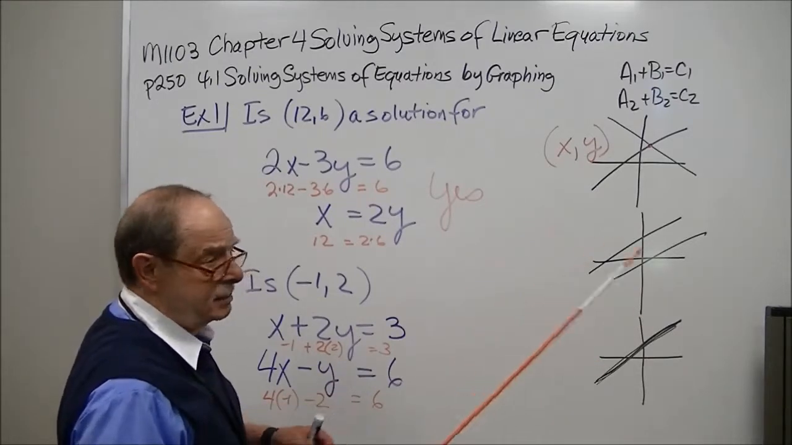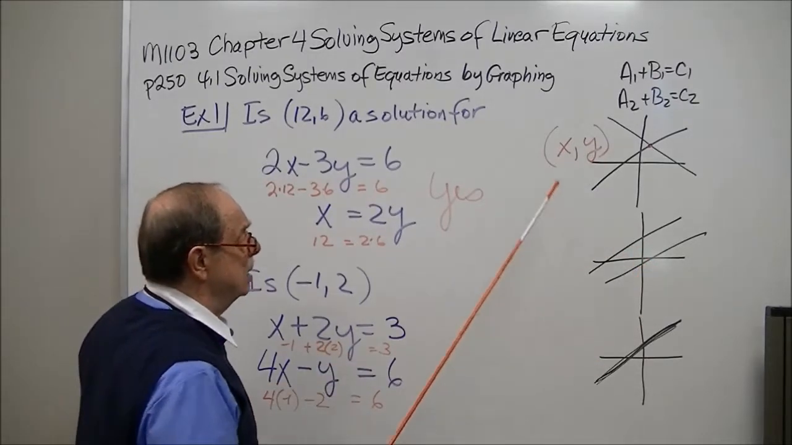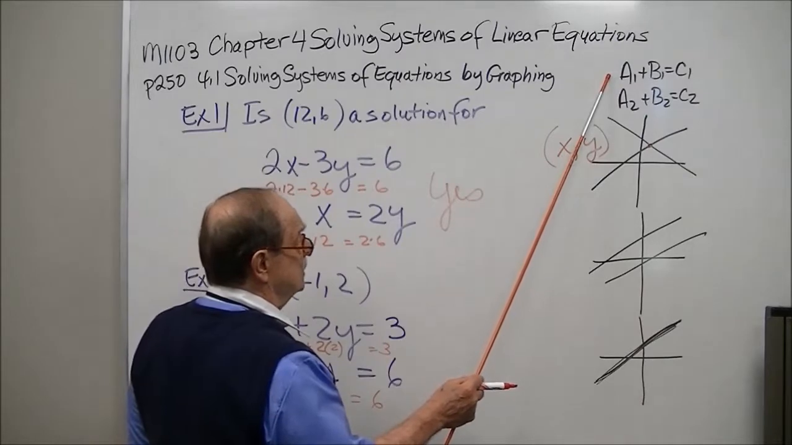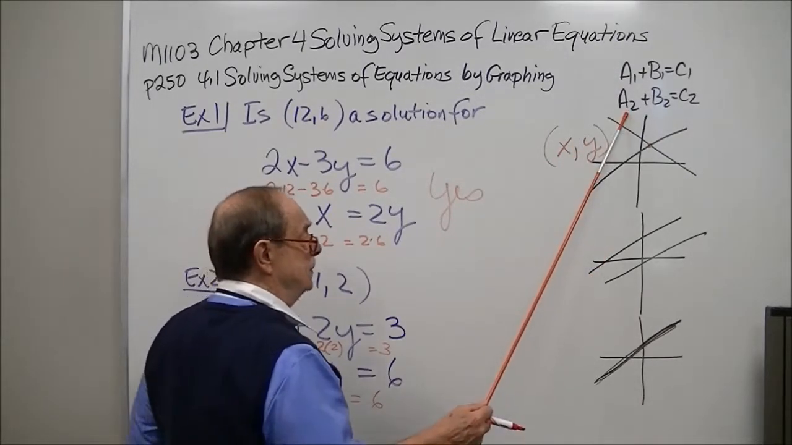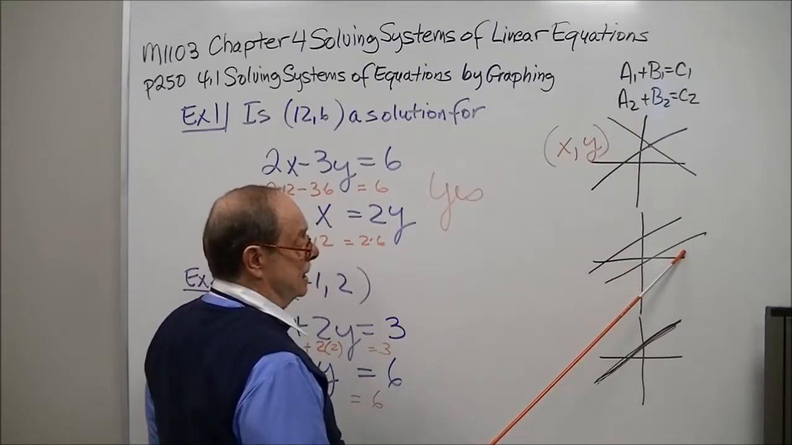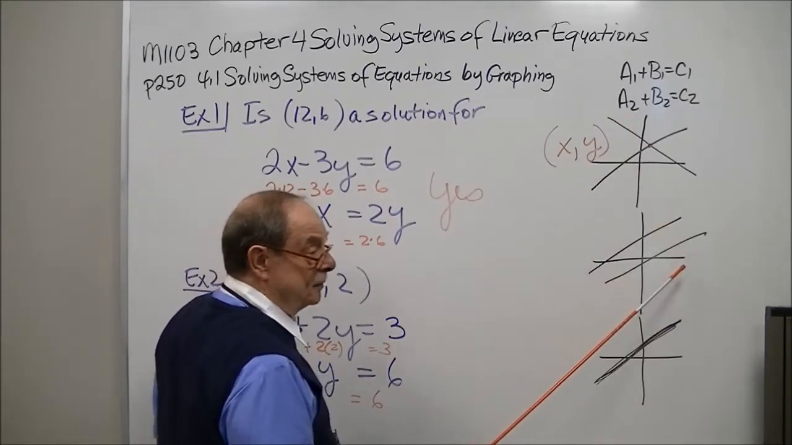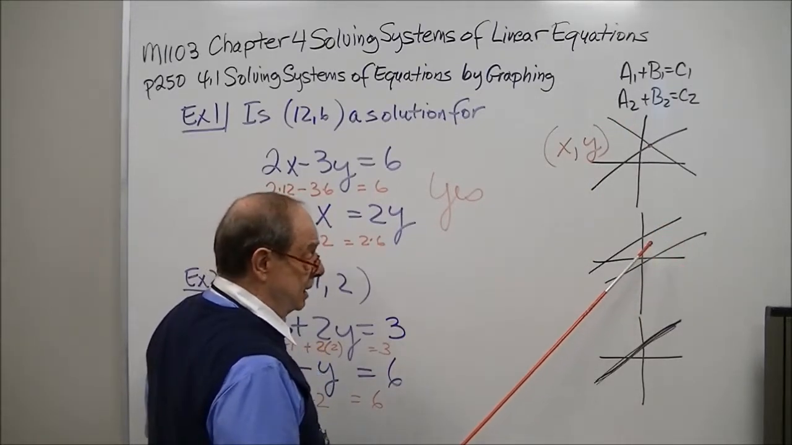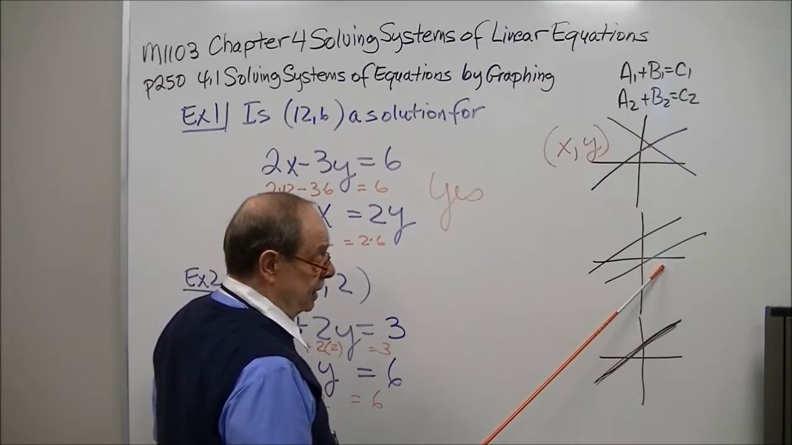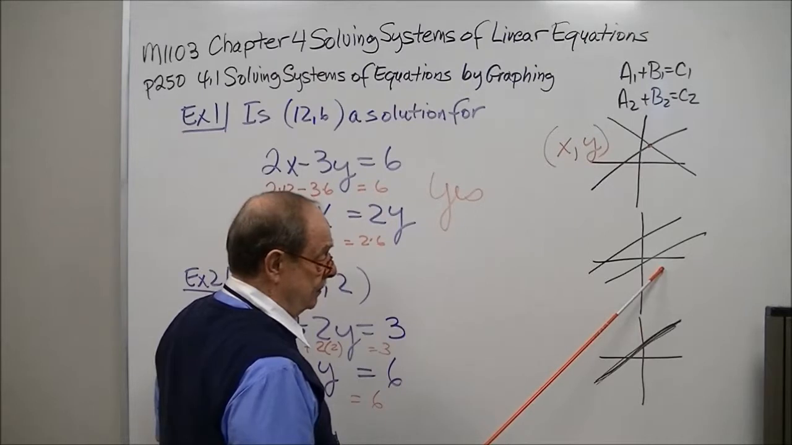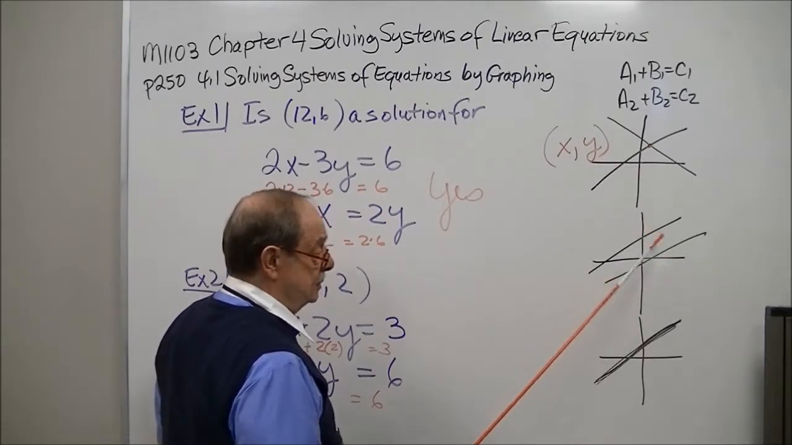Now, to go on, and again, we'll repeat this in a little while, but suppose we graph this first equation and we got this line. And we graph the second equation and we got this line. Would they ever intersect? And you would say no, because the lines are parallel. They would not intersect. So there would be no solution for this.